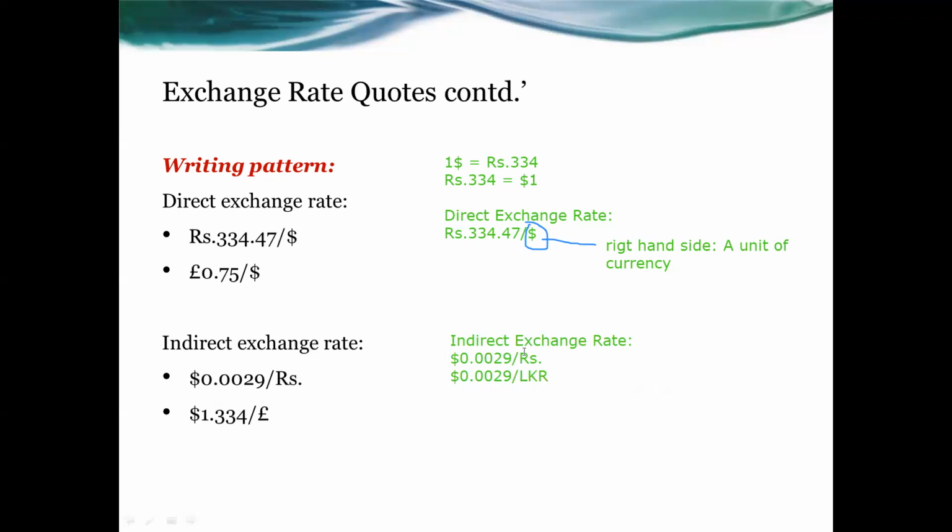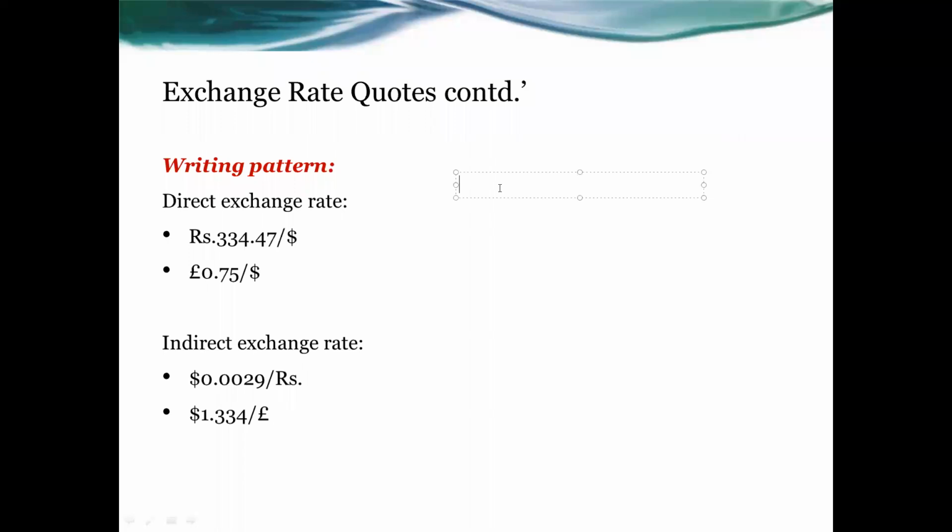But the point to always remember is that the right hand side represents a unit of currency. In a direct exchange rate, the right hand side represents a unit of foreign currency. In an indirect exchange rate, the right hand side value represents a unit of domestic currency. There is a difference in the way of writing exchange rate codes. Remember that well, because many students confuse this when writing the exchange rate. So please don't write the exchange rate like this.